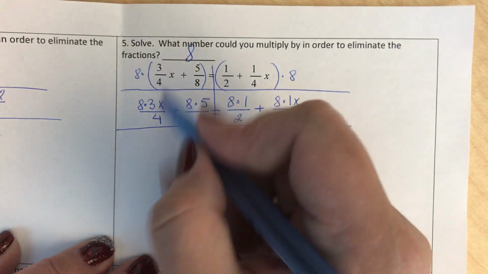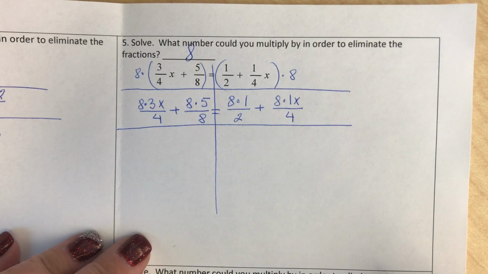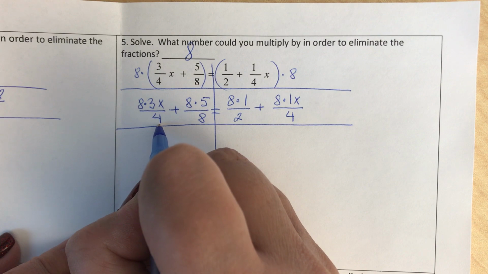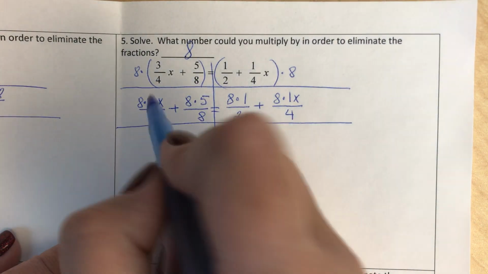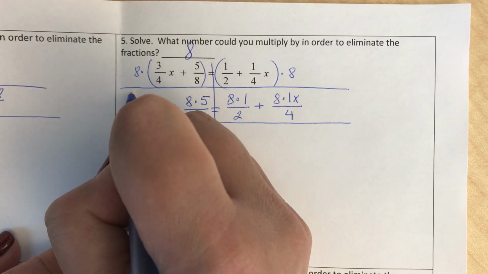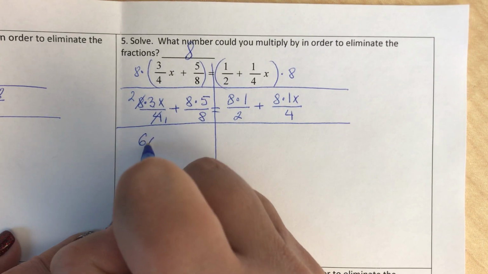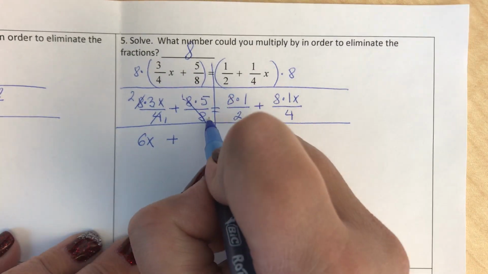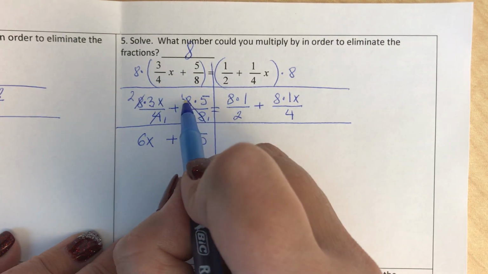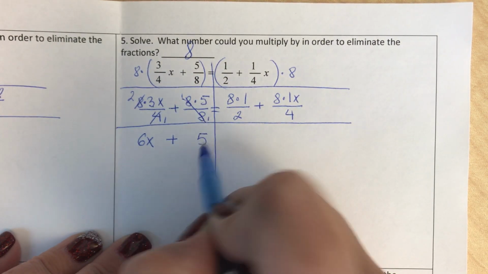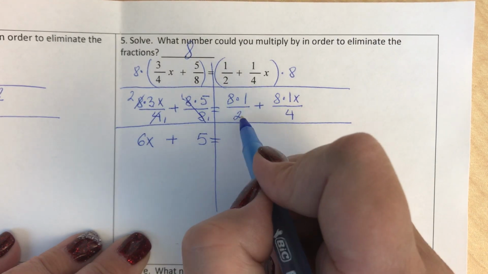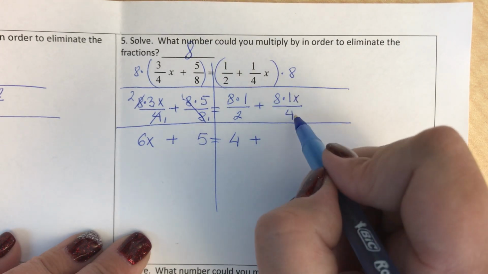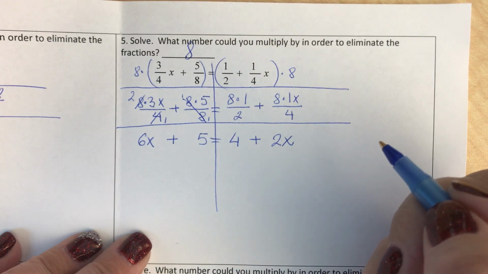On the next step, we simplify each fraction to clear those fractions. So I have 8 times 3, I can do 24 divided by 4. That would be 6, or I can simplify the fraction here by 4, and then 2 times 3 is still 6x for the first term. 8 and 8 can be simplified, and that would be 5. Or I could have multiplied 8 times 5, 40, divided by 8, still 5. 8 times 1, 8, divided by 2, 4, plus 8 times 1, 8, divided by 4, 2, with the x.